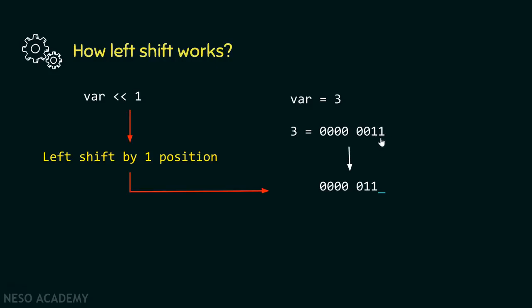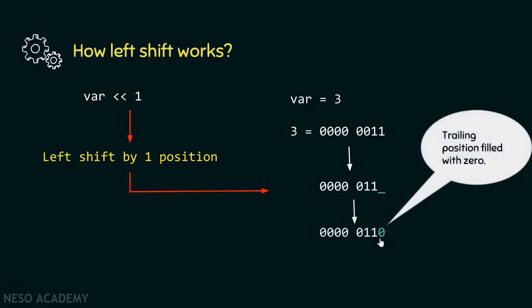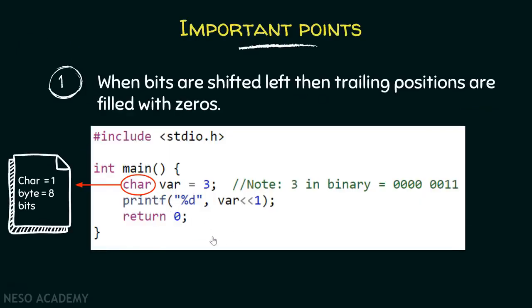This simply means that now this place is vacant. Isn't that so? This is how it looks. Now what is going to get filled over here? This trailing position will get filled with 0. Therefore the final result we got is 6. Isn't that so? Because 6 is the decimal representation of this particular binary representation. So the final output of this particular program is 6.